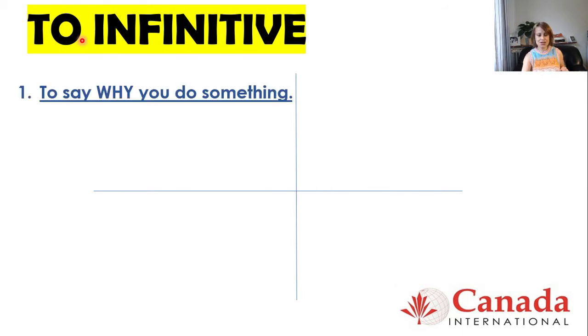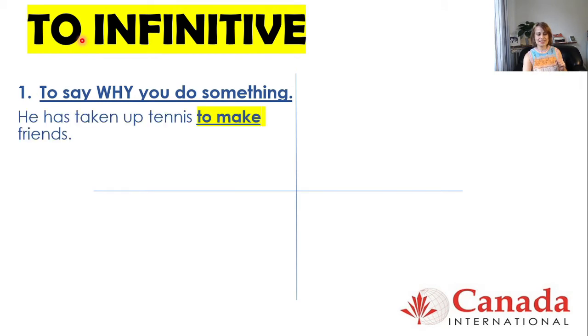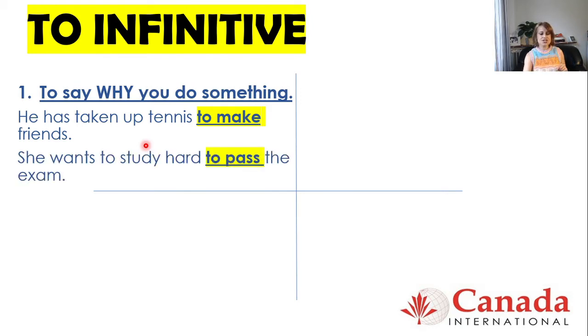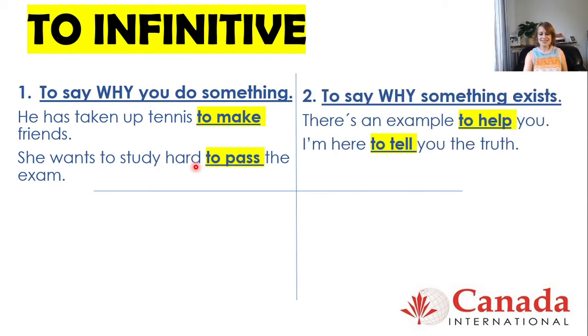Let's see the rules. Number one, to say why you do something. Let's see the sentence. He has taken up tennis. Why? To make friends. She wants to study hard. Why? To pass the exam. So, why? To make friends. Why? To pass the exam. Next. Number two, to say why something exists.